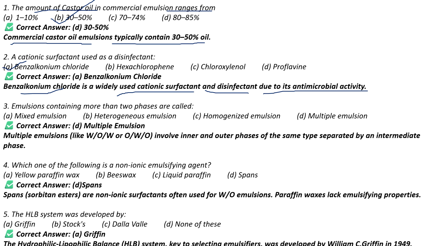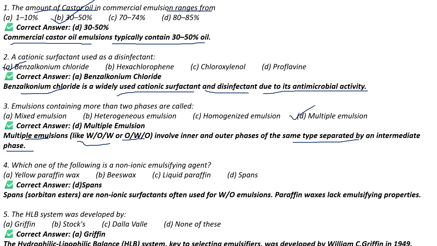Moving on to the next question, emulsions containing more than two phases are called: options are mixed emulsion, heterogeneous emulsion, homogenized emulsion, multiple emulsion. So multiple emulsions like water in water or oil in water in oil involve inner and outer phases of the same type separated by an intermediate phase. So we can say option D, that is multiple emulsion, is the right answer of this question. Emulsions containing more than two phases are called multiple emulsions.